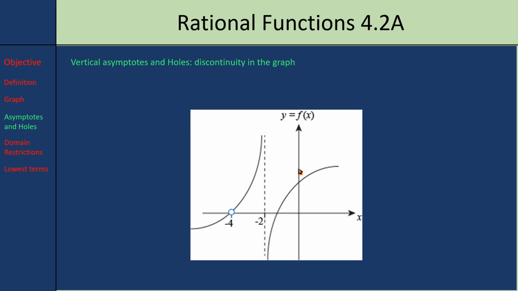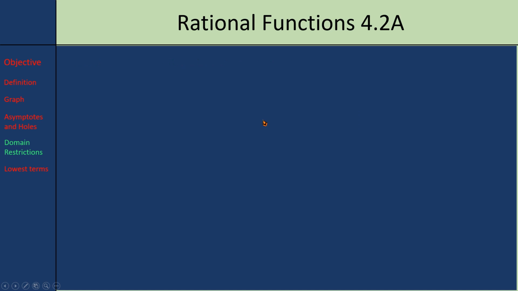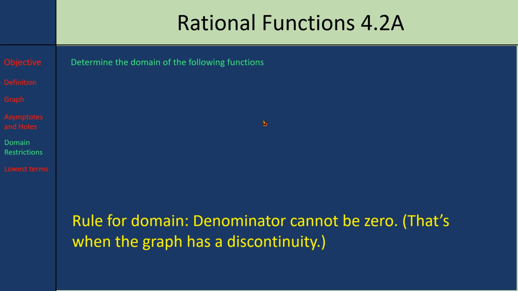And one more is discontinuous at -4 because of the hole, and at -2 because of an asymptote. Okay, so let's look at the domain of these. Rational functions, you can find the domain by looking at the denominator, and the denominator cannot be 0. That's when there's a discontinuity on your graph, just like when we talk about asymptotes and holes, because the denominator cannot be 0.